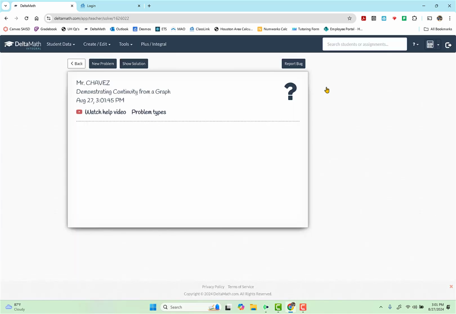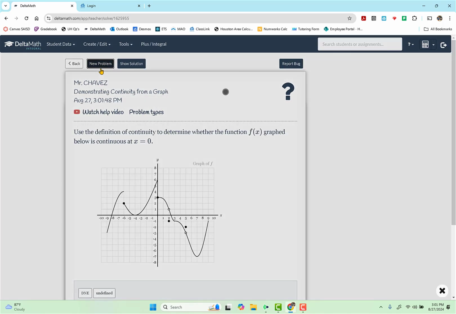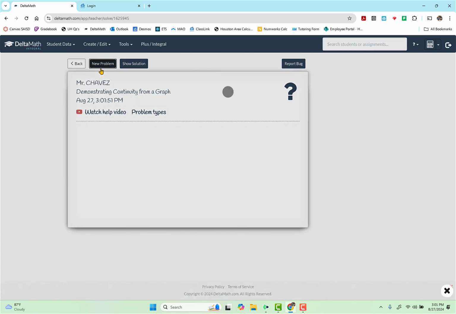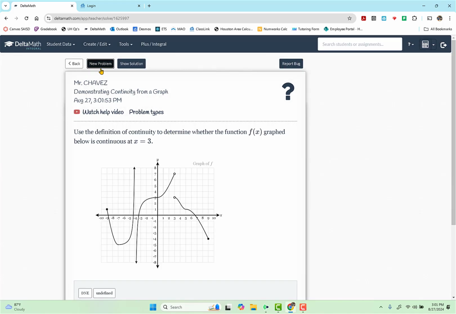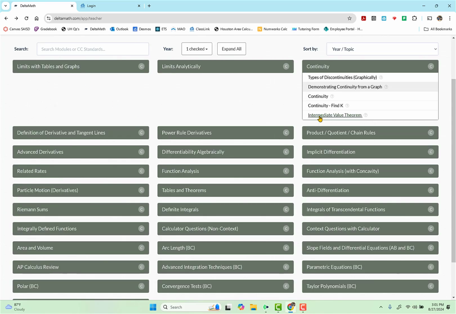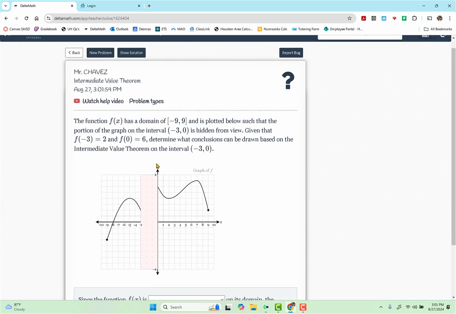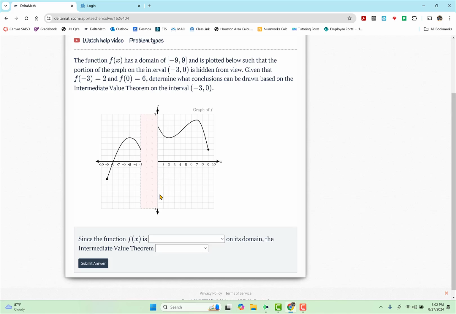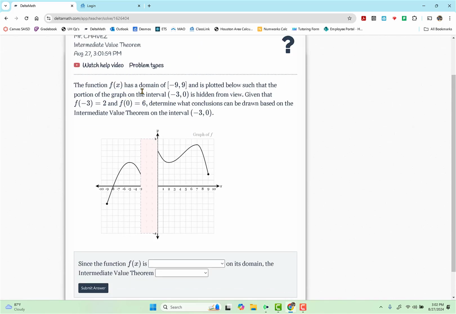No. I want to see one where they block. What? I thought it was this one. Okay, this one. Okay, look at this. Look how they're blocking it. Look what it says. Let's read the problem.